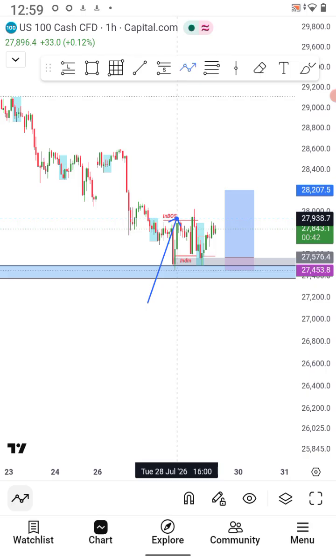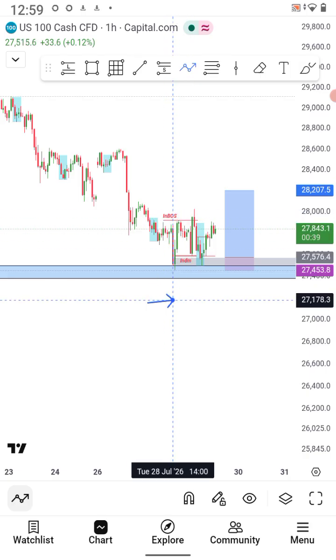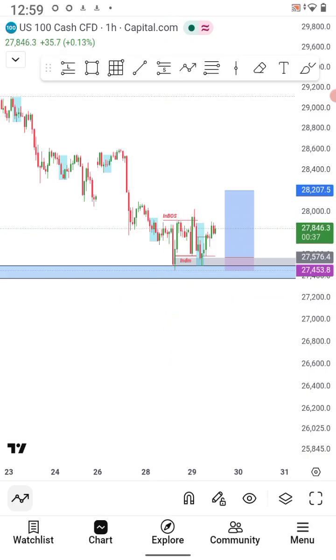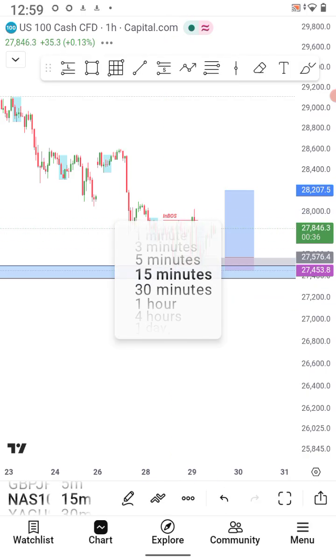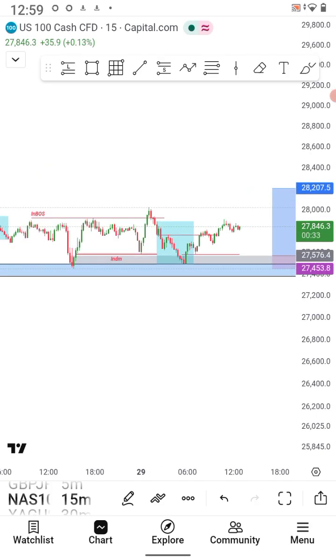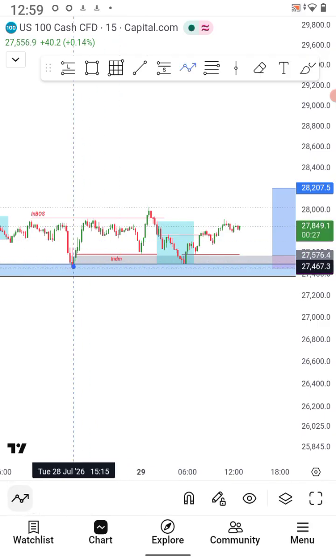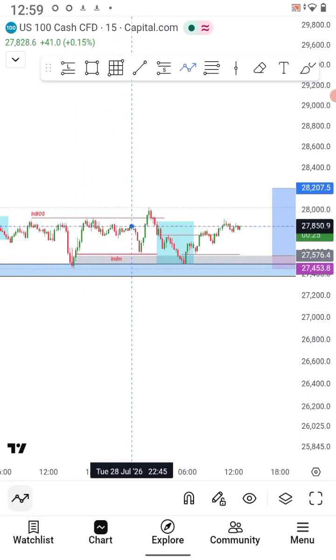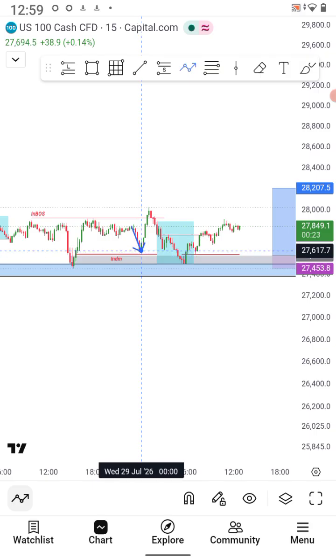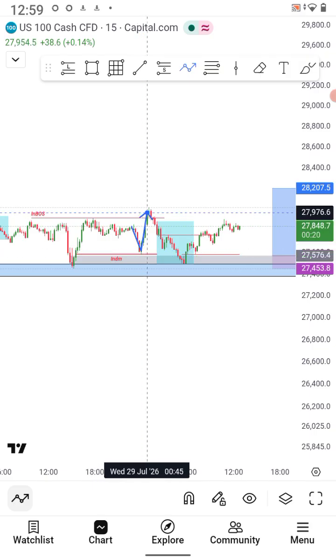Broke structure. Then go to lower time frame, 15 minutes. I'm just rushing through this. 15 minutes time frame, you can see it now. While market was coming back down to the other block, are you seeing it now? Quite very close to it, it gave inducement. It went back and broke structure.